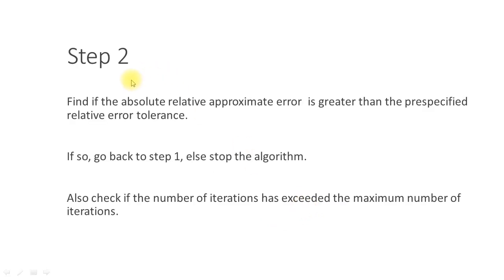And step number 2, find if the absolute relative approximate error is greater than the pre-specified relative error tolerance. If so, go back to step 1, else stop the algorithm. Also check if the number of iterations has exceeded the maximum number of iterations.